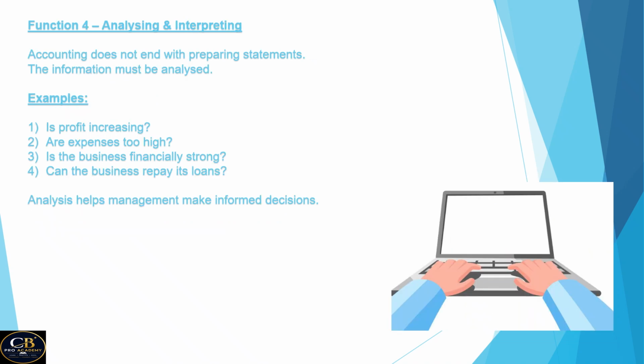Number 4, analyzing and interpreting. Accounting does not end with preparing statements. The information must be analyzed. Example: is profit increasing? Are expenses too high? Is the business financially strong? Can the business repay its loans? All these examples help management to do their analysis and make informed decisions. Okay, so this is another important function of accounting.